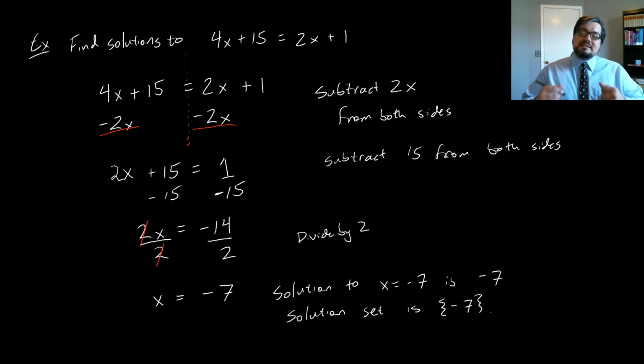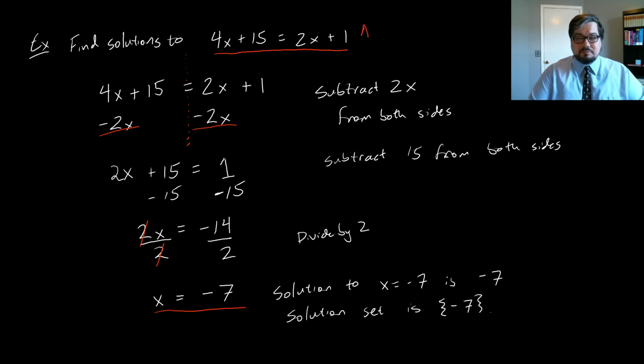And because we've done the same thing to both sides of the equation all the way down, the solution set to this final equation, x equals negative 7, is the same as the solution set to the original problem, 4x plus 15 equals 2x plus 1. So the answer to the problem is x equals negative 7. Or just negative 7, or the solution set being the set containing negative 7. Negative 7 is the solution to this equation.